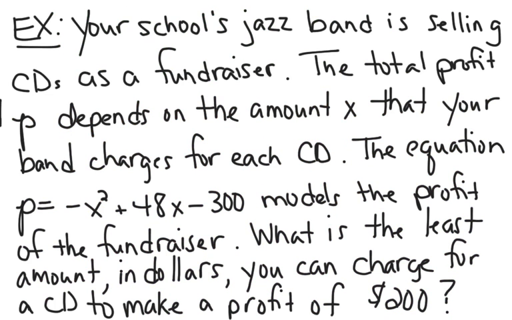Your school's jazz band is selling CDs as a fundraiser. The total profit P depends on the amount x that your band charges for each CD. The equation P equals -x squared plus 48x minus 300 models the profit of the fundraiser. What is the least amount in dollars you can charge for a CD to make a profit of $200?